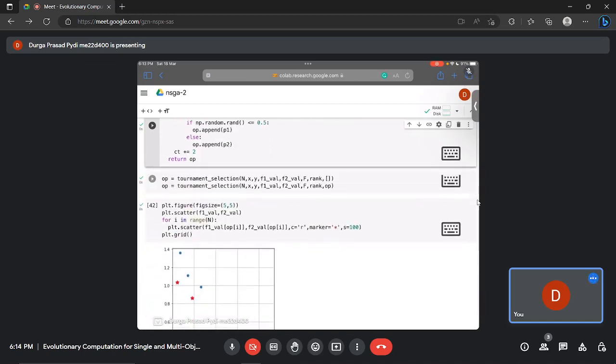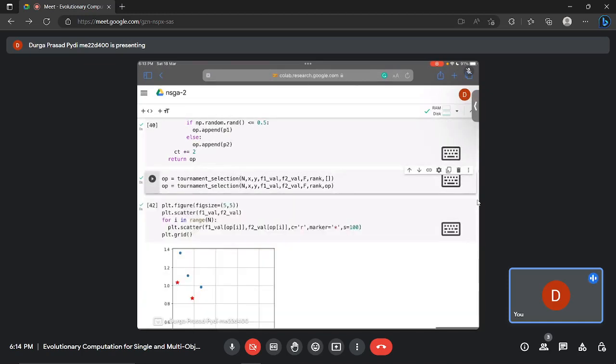The first time, I've started with an empty set. If you see the last one here, I've just passed an empty basis, saying that there are no solutions initially. Once I perform that, OP will have four individuals. For the second time, I will pass the four individuals also, so the final output will have eight individuals.